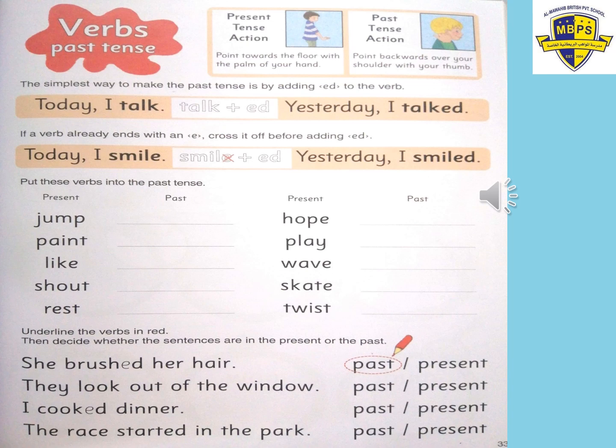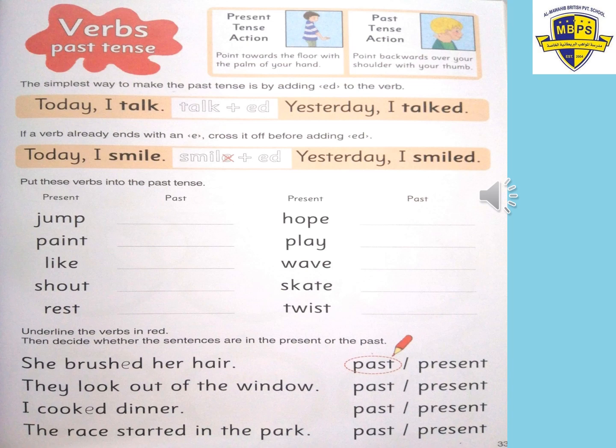Next one, paint. We will add an ed. So the verb will be painted. It's in the past. Look at the third verb, like. Okay, here the verb already has e at the end. What are we going to do before adding the ed? Excellent, KG2. We are going to cross out this e, then we will add the ed of the past tense. It will be liked. I want you to complete the rest of the verbs.